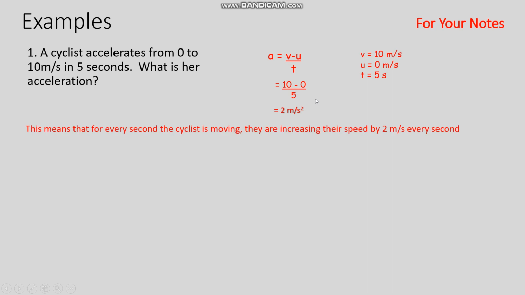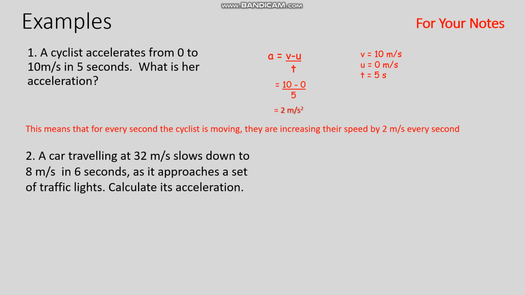Now, it's important you understand what that means. It means that for every second that the cyclist is moving, they are increasing their speed by 2 meters per second. So that is saying a 2 meters per second increase in speed every second. Okay? Right. Number 2, a similar kind of problem.